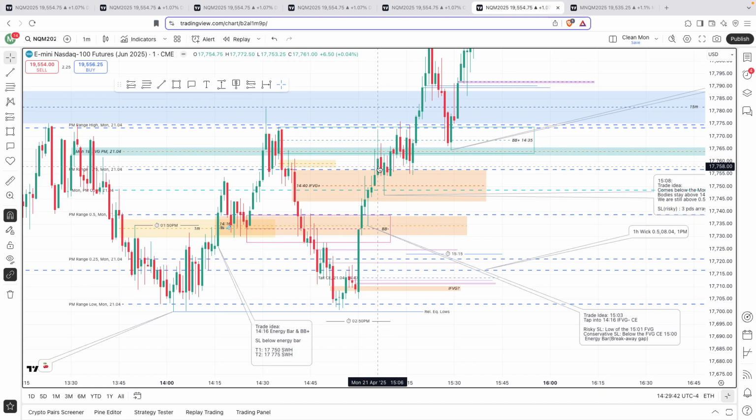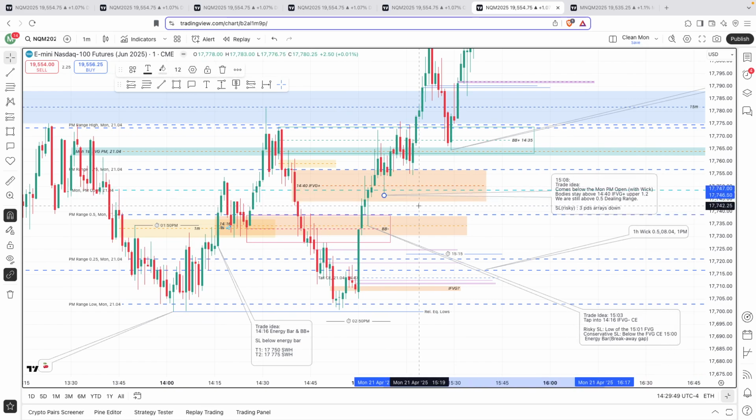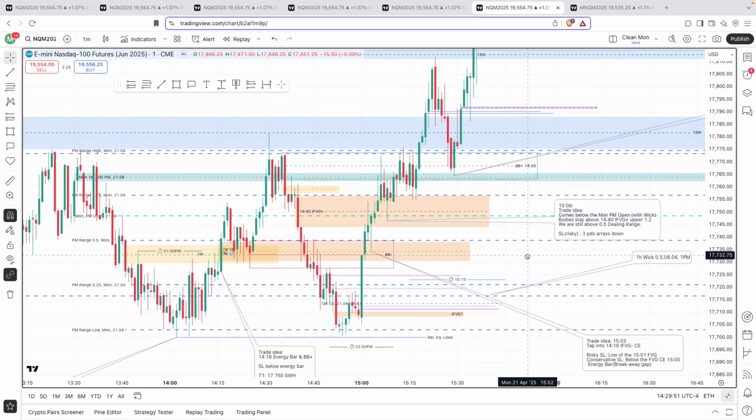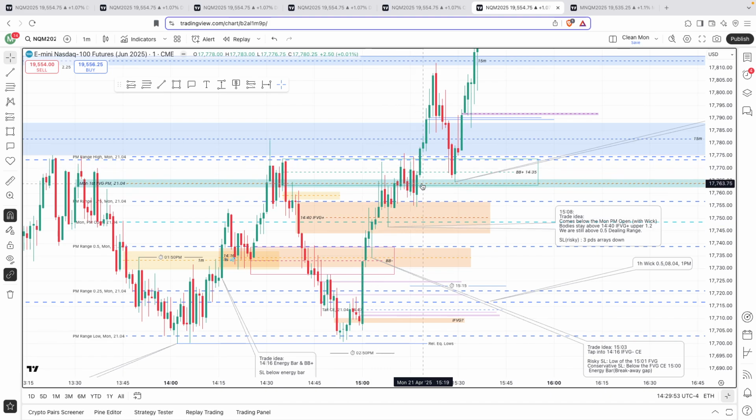It comes above here at 1506, here another entry, touching below the PM open. So here is some framing of that. And then price goes higher.